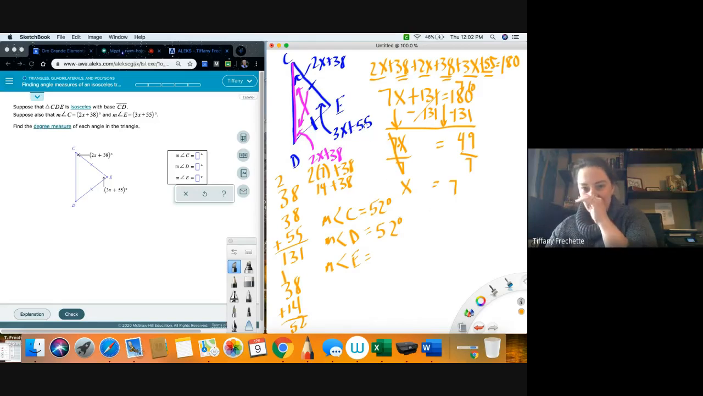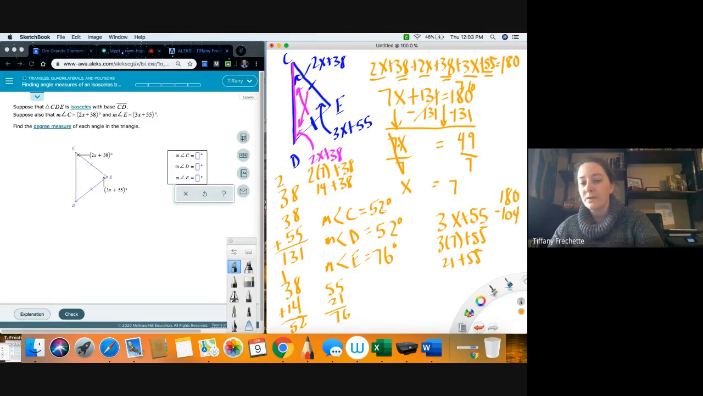All right, I'm going to use this 3x plus 55. So you can plug it in if you want. I'll give you two options here. You can plug in the 7. 3 times 7 plus 55. We get 21 plus 55, and I'm just going to come down here again, 55 plus 21. We get 6, and we get 7. So we get 76 degrees. Or I can say, I know they add up to 180 degrees, and I'm just going to subtract what I'm already using, which was 104, because 52 plus 52 is 104. And I get 76 degrees.